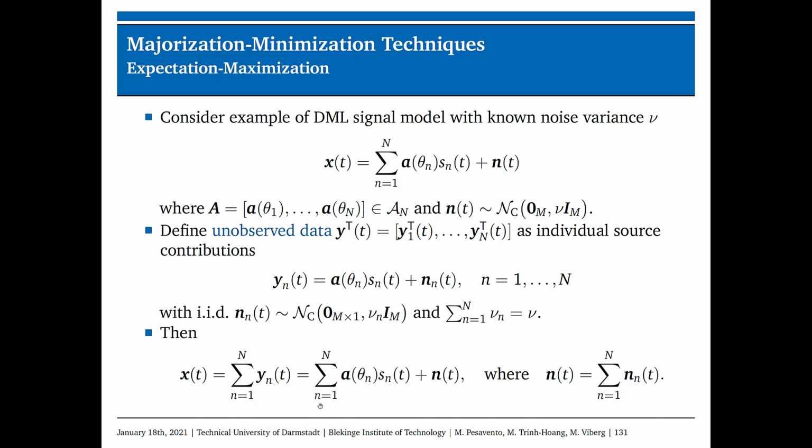In other words, x of t is the sum of all unobserved data components yn of t, with n going from 1 to capital N, so the number of signals. As I said, note that also in the signal contributions we are modeling part of the noise in each unobserved data as nn of t. The sum of all individual noise contributions add up to the noise vector n of t of the original model. The same applies to the noise variances.